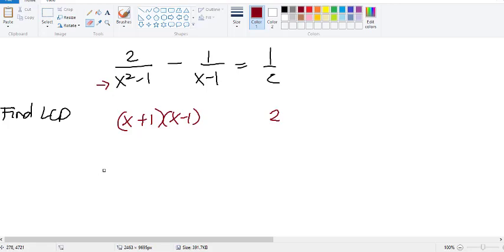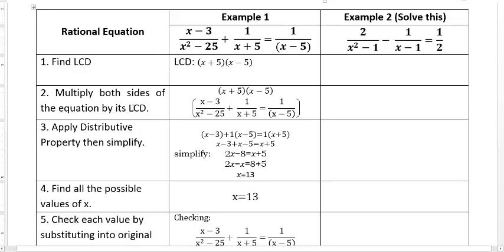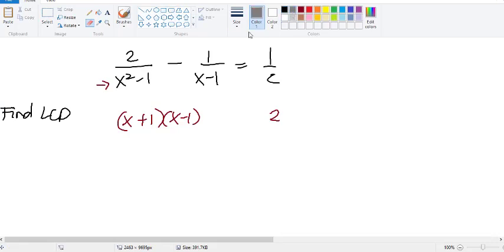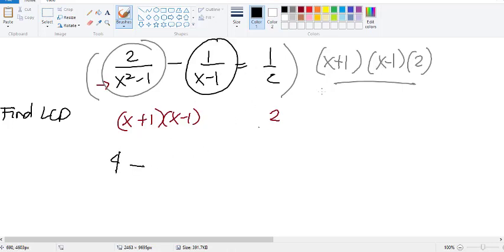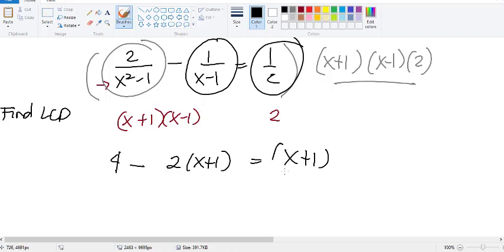Okay, so now that we have our LCD, what's next? Multiply both sides of the equation by its LCD. So, what will happen now is itong original natin na equation, we just have to multiply it by x plus 1, x minus 1, and 2. So, kung ito ay imultiply mo dito, ang maiwan na lang is 2 times 2, right? Which is 4. And then, pag i-times mo naman siya dito, makakancel lang yung x minus 1, may maiwan na 2 times x plus 1. Itong part naman, pag dito mo i-times, yung 2 lang yung makakancel, so merong x plus 1 times x minus 1.